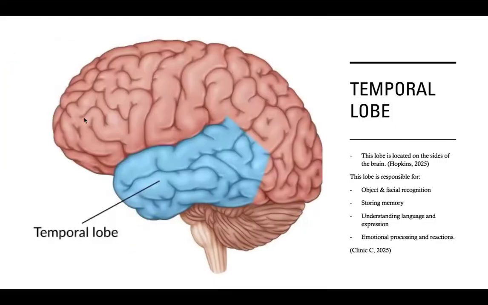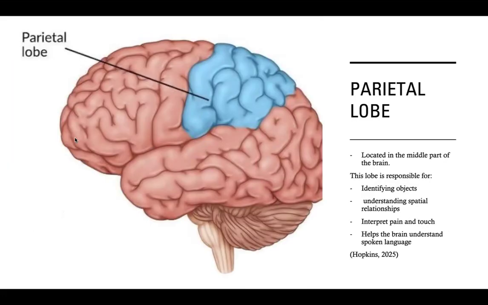This is the parietal lobe. This lobe is located in the middle part of the brain. It's responsible for identifying objects, understanding spatial relationships, and interpreting your pain and your touch. It also helps your brain understand spoken language. Without this part of the brain, you wouldn't be able to understand how people communicate with each other and understand their speech.